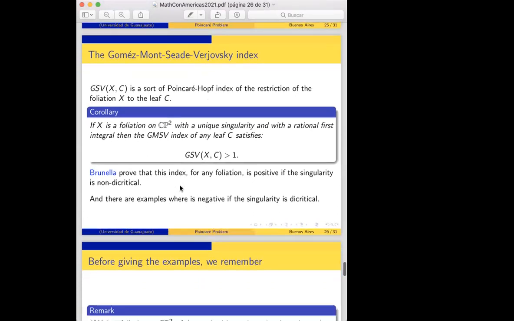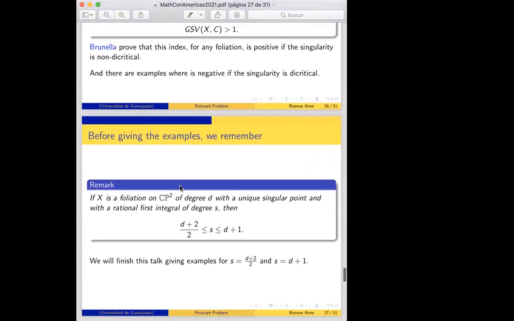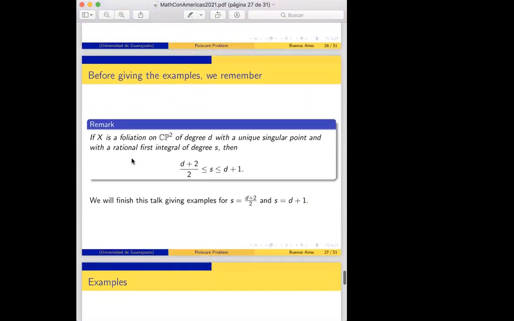And finally, I would like to give the examples. Before giving the examples, we remember the following. If we have a foliation on the projective plane of degree d with a unique singularity and with a rational first integral of degree s, then we have that s is greater or equal than (d plus 1) over 2 and less or equal than d plus 1. We will finish the talk giving examples for s equal (d plus 1) over 2 and s equal d plus 1.